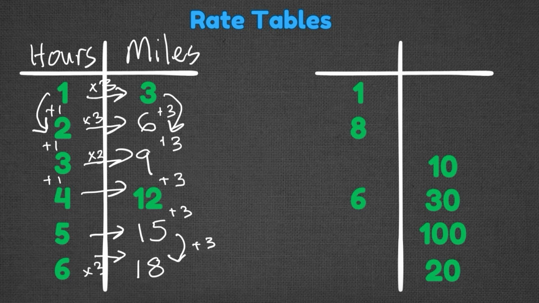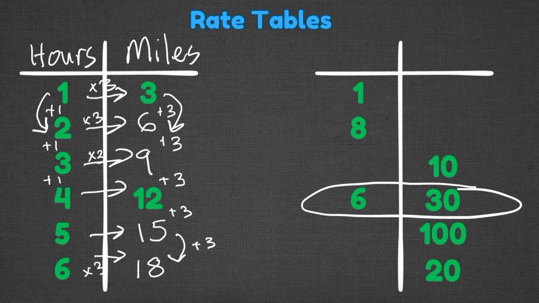Now, if we look at the rate table on the right-hand side here, we need to first see if we can find a relationship between two numbers. There's no relationship with the 1 on the top, with the 8, with the 10. I see it here. This is our key. What is the relationship between 6 and 30? Well, 30 is 5 times bigger than 6. So I'm going to put a little times 5 here.